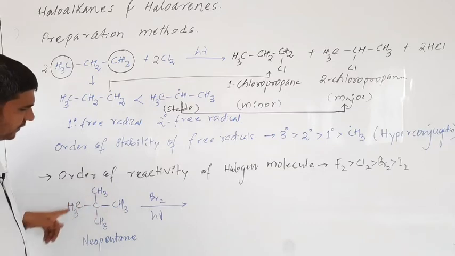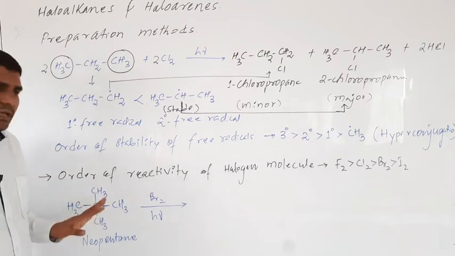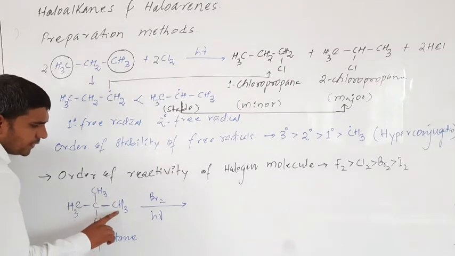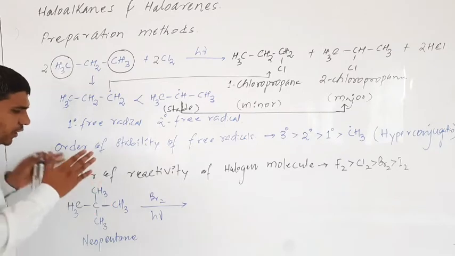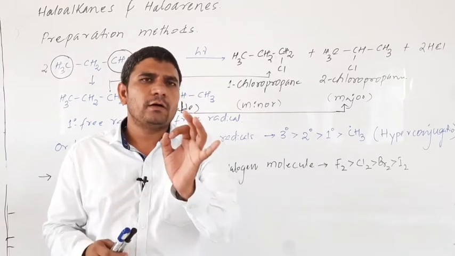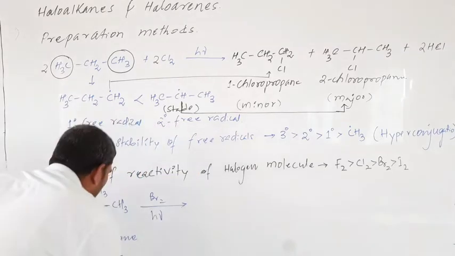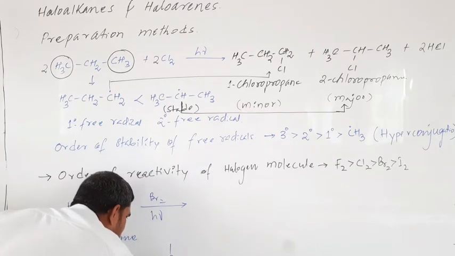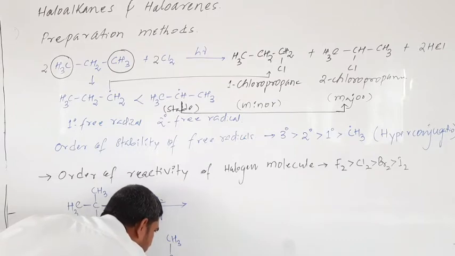Look at the hydrocarbon first. If you replace any hydrogen, all the 4 methyl groups are the same. If all the methyl groups are the same, then the free radical which is formed is only 1. What is the free radical formed over here? I will write the free radical. This is the structure of the free radical.